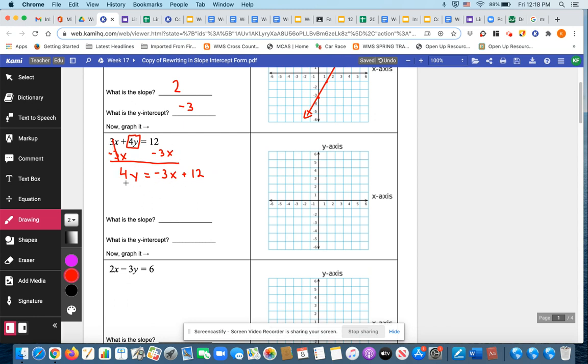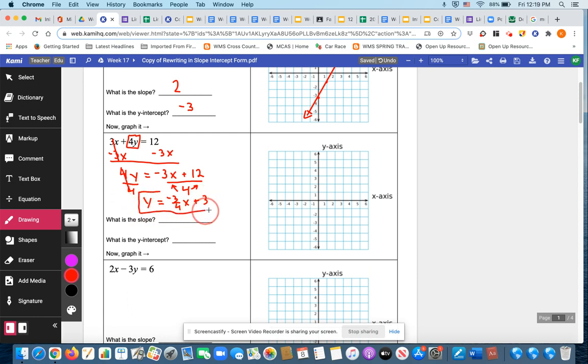This is starting to look more like slope-intercept form, but we know the y must be by itself. It's being multiplied by 4, so I need to undo that by showing division by 4. And this is done on both sides. Make sure both of these terms get the division by 4. So I'm left with y is equal to -3 over 4. 4 does not go into -3 evenly, so just leave it as a fraction, -3/4 x, and 12 divided by 4 is 3, and you did it.